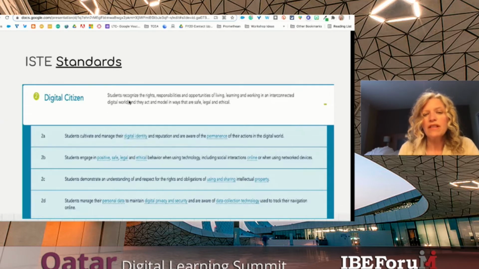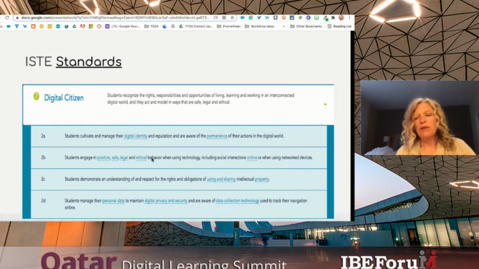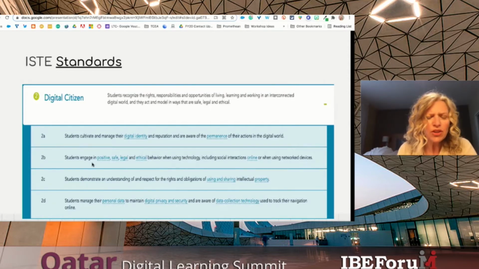And what this standard does is recognize the rights, responsibilities, and opportunities of living, learning, and working in an interconnected digital world, and they act and model in ways that are safe, legal, and ethical. So again, if you're working on curriculum or checking to make sure you're on the right path with what you're doing with your students, you can look at these standards to help guide you.